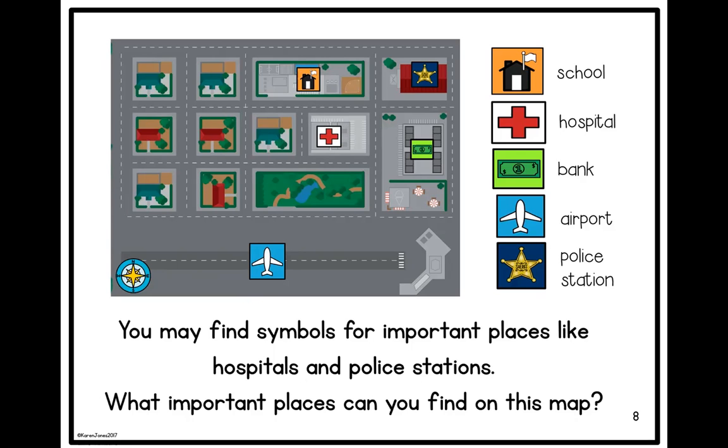Why do you think it's important to have a symbol for a police station on a map? Or something like a fire station? Yes, if you need help, say you're in a town that's unfamiliar or you don't know where to go and you need help, that would be a great way to find it. Look at a map.